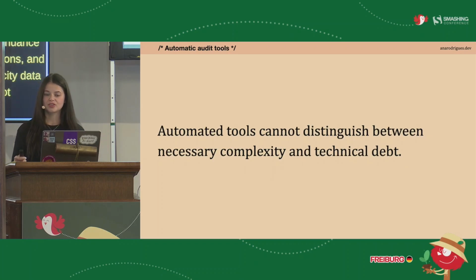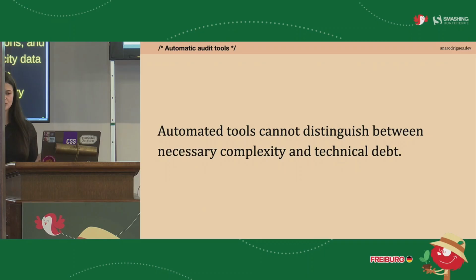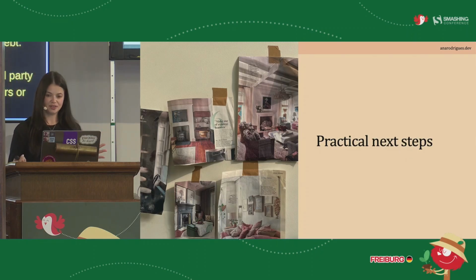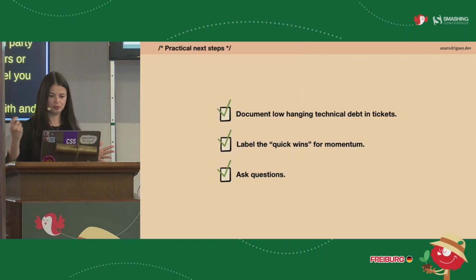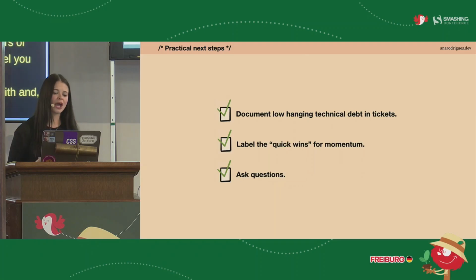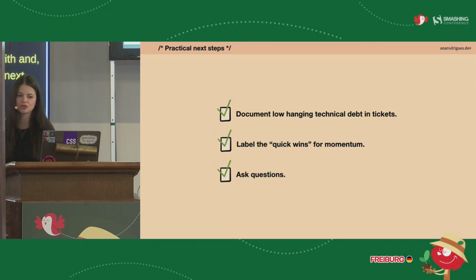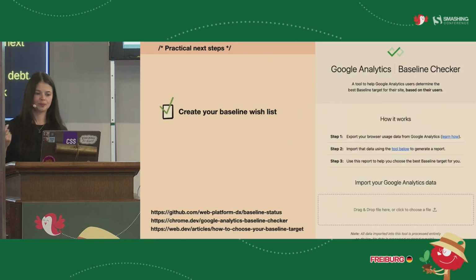And even assuming that specificity data is useful, these tools cannot distinguish between necessary complexity and technical debt. Sometimes you need complexity to override third-party tools like the horrendous cookie banners or chatbots. And after you have a sense of what the code base you're dealing with is, and you have high-level notes of technical bits and your attention, let's consider the practical next steps. Document low-hanging technical debt in tickets, label the quick wins for momentum, and ask questions. You can ask questions about what is the browser support, roadmap, known problems, and document them.